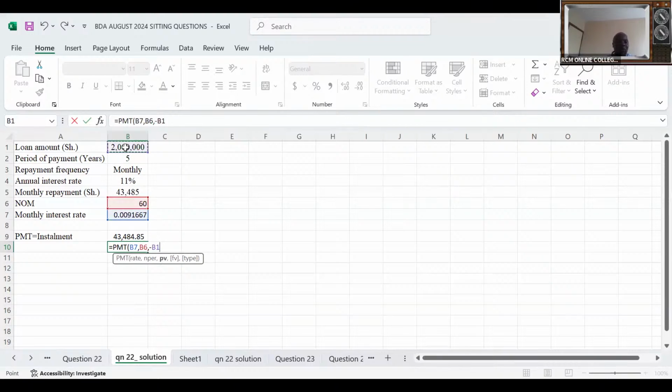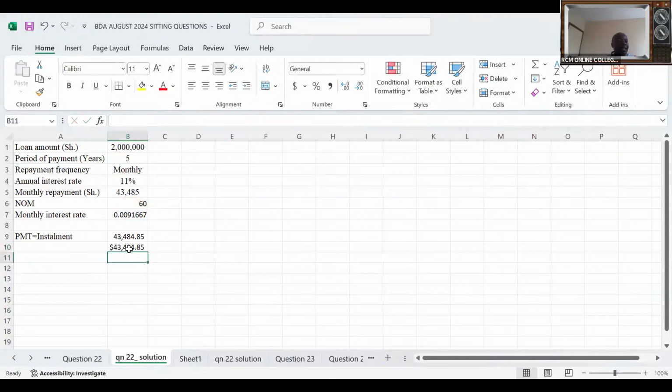And then the others, of course, you can see future value and type are in square brackets, meaning that they are not mandatory. You close. Then you say enter. So see, now we have answered the question.